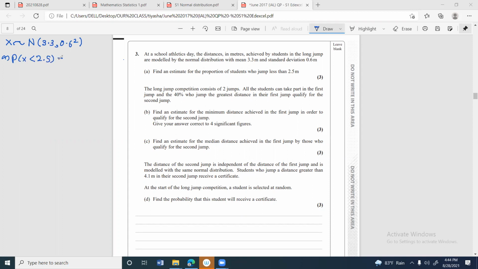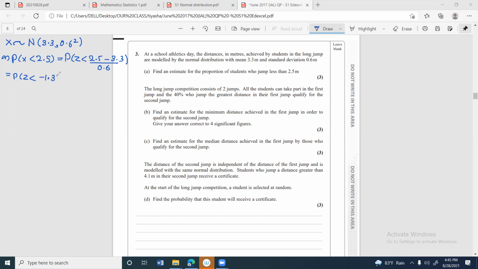The first step is to convert this into the standard normal. When you do that, the variable becomes Z, less than 2.5, subtract the mean value, and divide by the standard deviation. With this, you can get the answer. The probability of Z less than 2.5 minus 3.3 divided by 0.6 turns into minus 1.33.